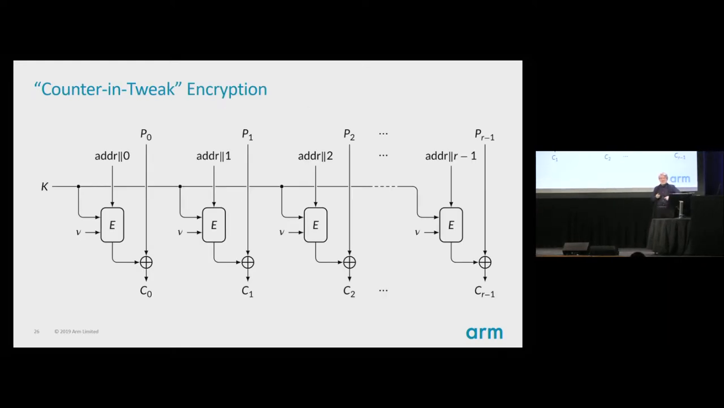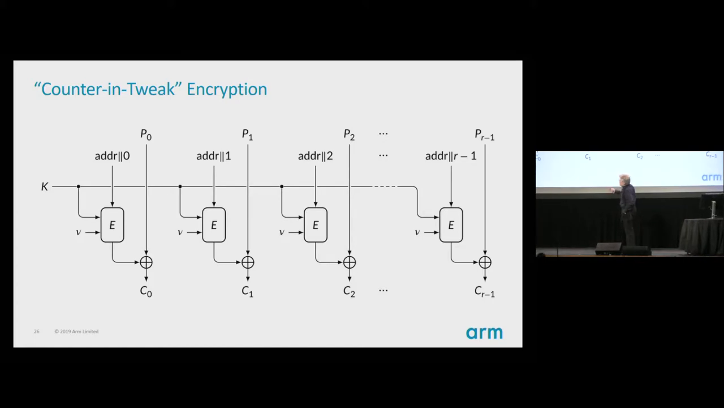Okay, but we can use these in a very nifty way, also to simplify some security proofs. Counter tweak encryption. So we use the tweakable block cipher to generate a key stream, to XOR the plain text with it to get the ciphertext. The nice thing is that we use the same counter here. So when you write to the same cache line, you have to change the counter. So that's how you get the freshness.